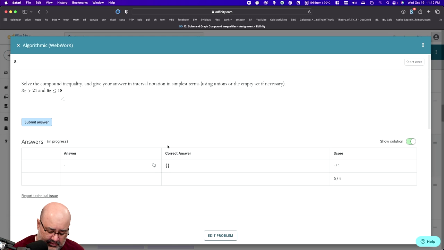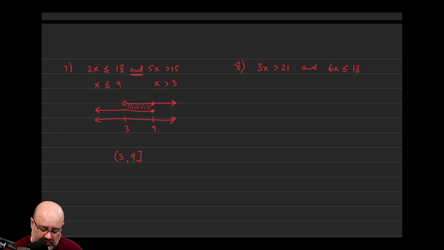Number 8. 3x is greater than 21. 6x is less than or equal to 18. So divide both sides by 3: x is greater than 7. Divide both sides by 6: x is less than or equal to 3.